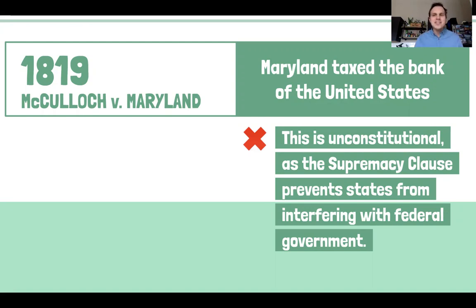However, the Constitution does not say that Congress can actually make a bank. So what the Supreme Court is also doing here is they're saying that Congress can make that bank by way of the Necessary and Proper Clause.